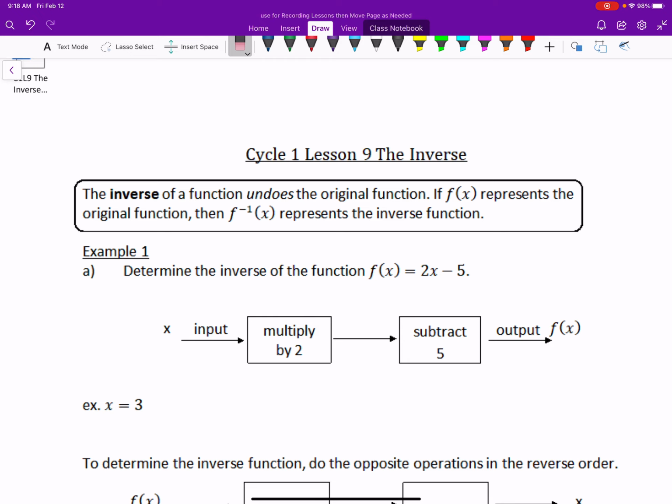Is the relationship a function? Well, yes, the original equation is a function. So f at x is a function. Is the inverse a function? No. F to the -1 at x is not a function because it fails the vertical line test.